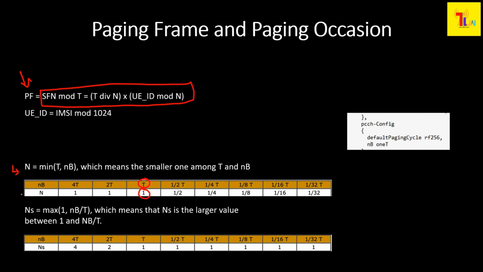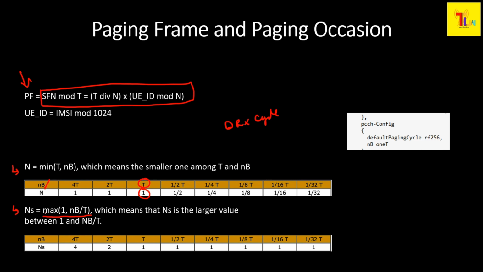For that we are going to calculate this NS. Okay, so NS is basically calculated by max of 1, NB by 2, NB by T. So NB is there, and T anyhow we know is the DRX cycle. So from there we are going to calculate the NS.